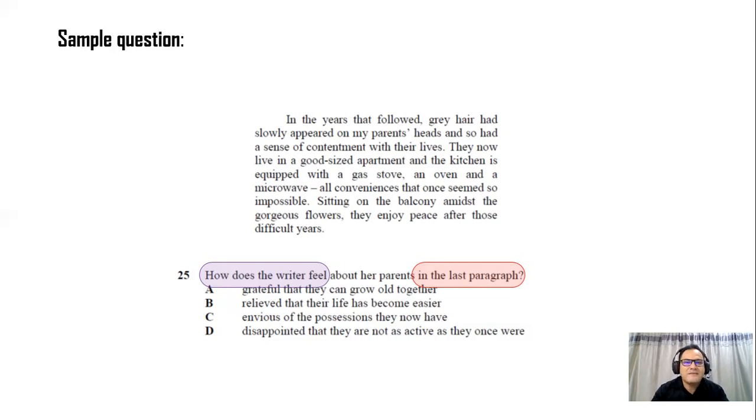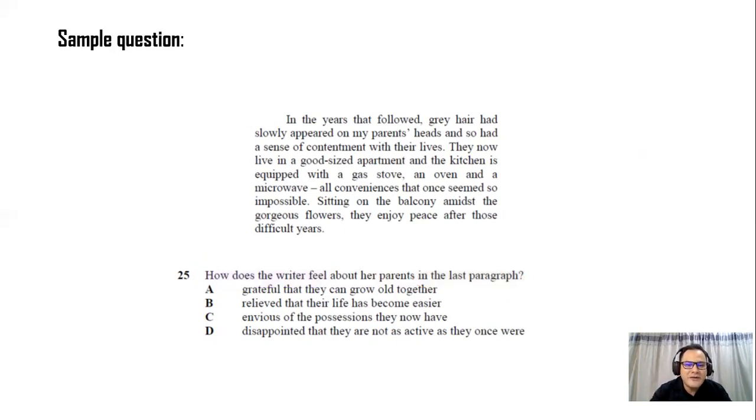In the years that followed, gray hair had slowly appeared on my parents' heads, and so had a sense of contentment with their life. They now live in a good-sized apartment, and the kitchen is equipped with a gas stove, an oven, and a microwave. All conveniences that once seemed so impossible. Sitting on the balcony amidst the gorgeous flowers, they enjoyed peace after all those difficult years. So now let's go through all the options.